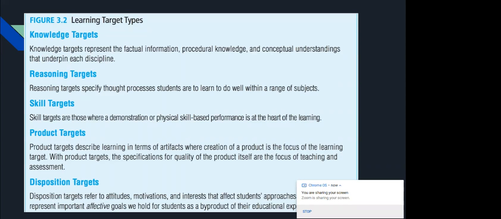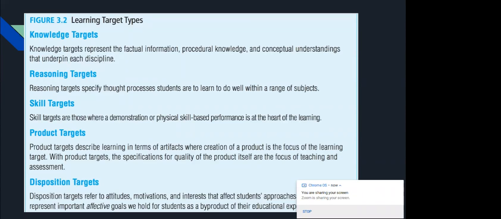So one of the things that we have is this figure here, which represents different ideas. A knowledge target, we want to know factual information. We want to know if they know the procedures. We want to know if they understand the concepts that we're presenting in the classroom. Reasoning targets, how well are they thinking through the process of what we're teaching them? Skill targets, are they able to demonstrate what they know?